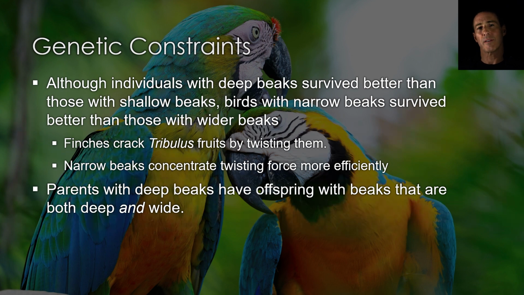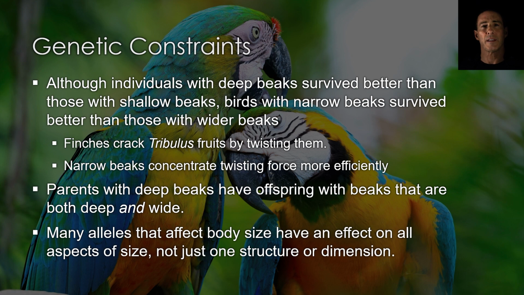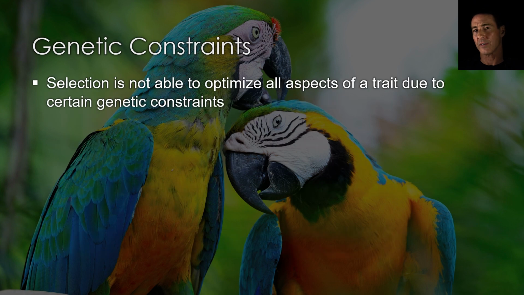The biologists noted that parents with deep beaks tend to have offspring with beaks that are both wide and deep. This is a common pattern across most forms of life. Many alleles that affect body size have an effect on all aspects of size, not just one structure or dimension. As a result, selection for increased beak depth overrode selection for narrow beaks, even though a deep and narrow beak would have been more advantageous.